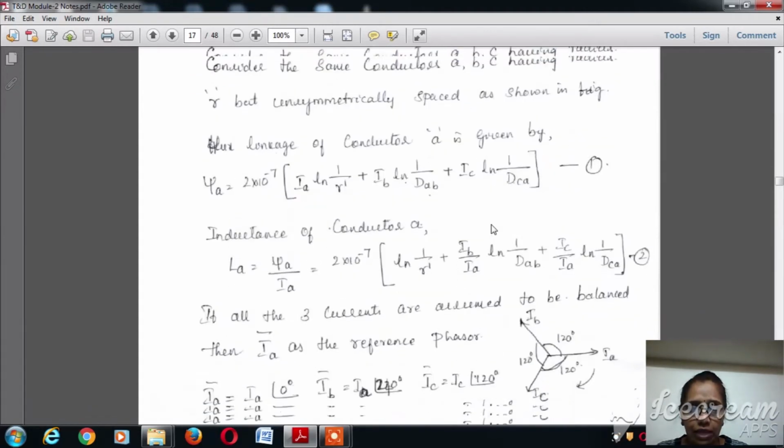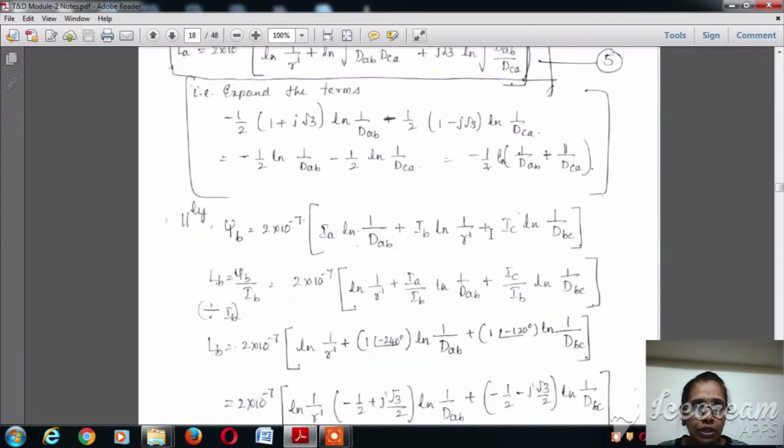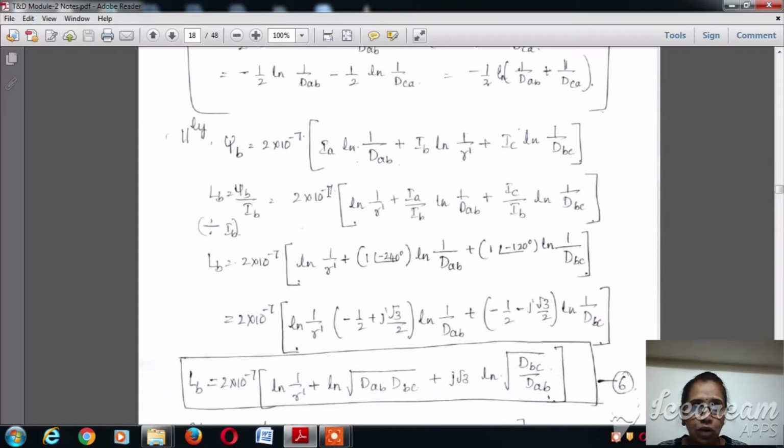Now coming to the expression, psi B is equal to 2 into 10 to the power minus 7 into IA into ln 1 divided by DAB plus IB into ln 1 divided by R dash, because R dash is the radius of the conductor B, plus IC into ln of 1 divided by DBC. LB is nothing but psi B divided by IB. Consider the same expression and substitute the values for this.